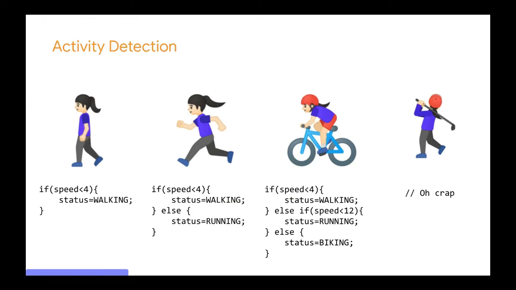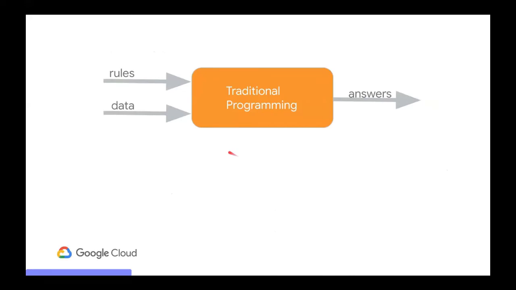So maybe instead of measuring speed, maybe you want to take an image of people who are walking or standing still, or people who are running, or people who are biking, and people who are golfing. Then maybe you'll have a better chance of making a guesstimate as to what kind of activity a human is doing. Okay, so seeing these rules and passing in data is an example of the traditional type of programming, right? You have logic, which is the rule. And then you pass in data, and based on whatever logic you have and the data that's passed in, you get some answers out of it. So that's traditional programming.